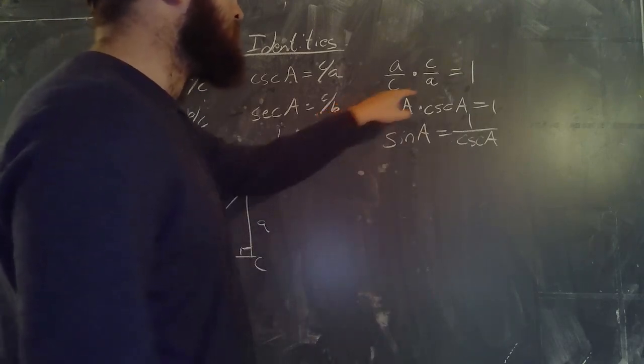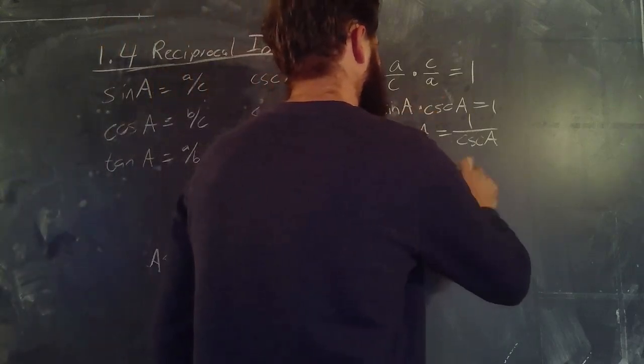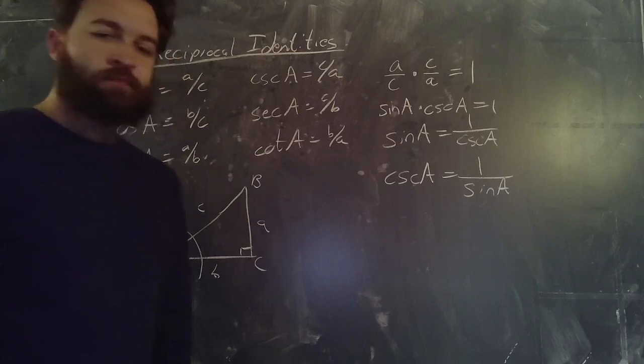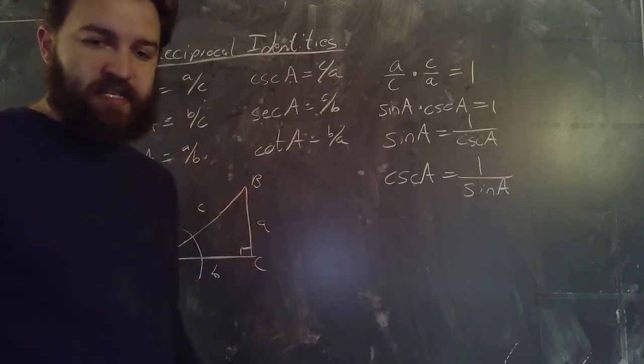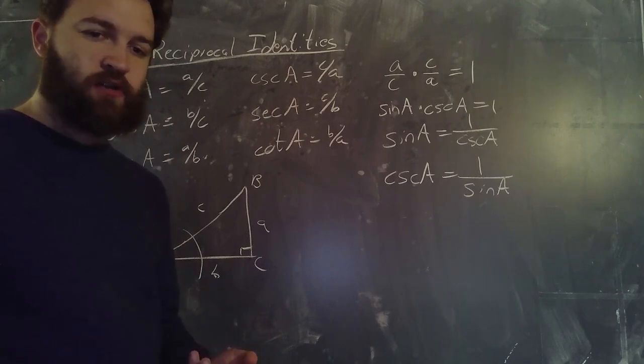If I were to divide both sides of this expression by sine, then we'll get that the cosecant of A is just 1 over the sine of A. And the reason why this is important is because sine and cosine and tangent we're exposed to as early as geometry.